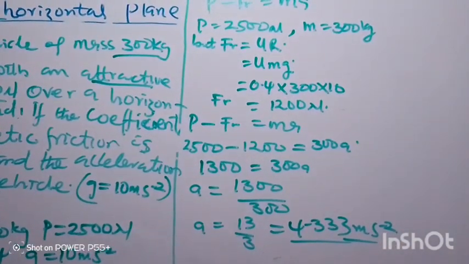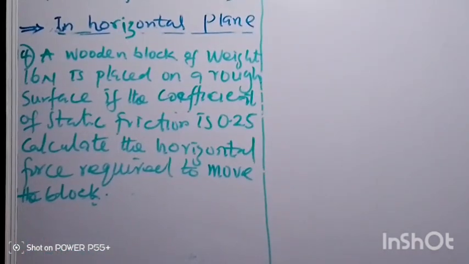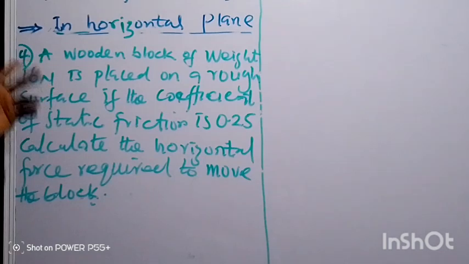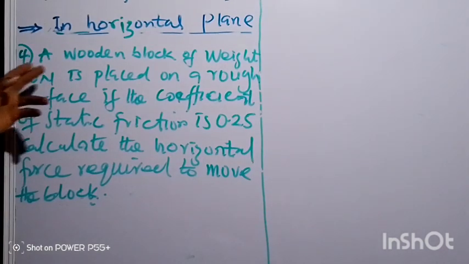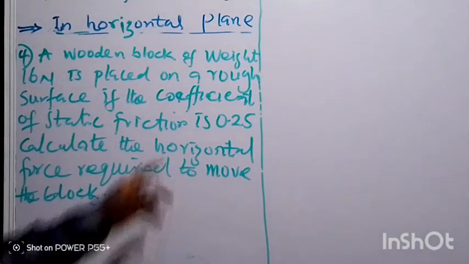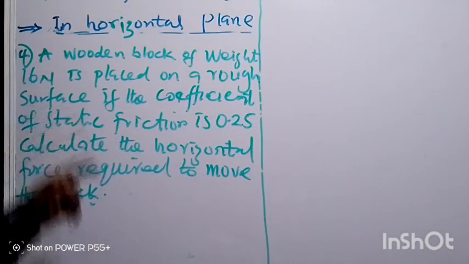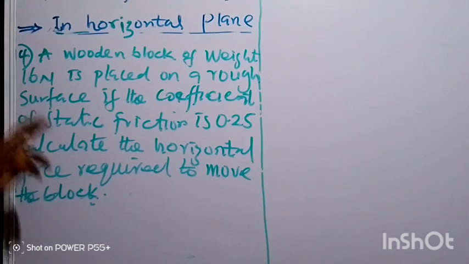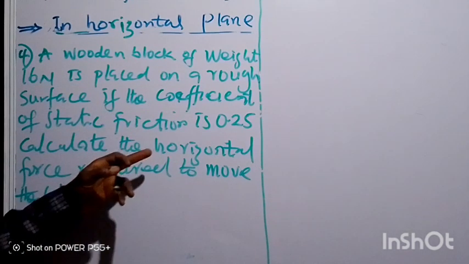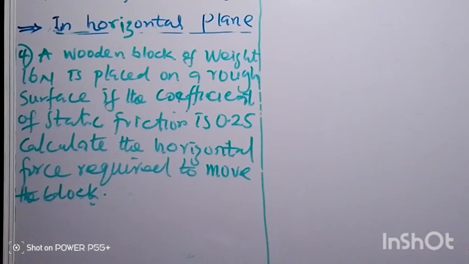Let's take this one as example 4. A wooden block of weight 16 Newton is placed on a rough surface. If the coefficient of static friction is 0.25, calculate the horizontal force required to move the block.